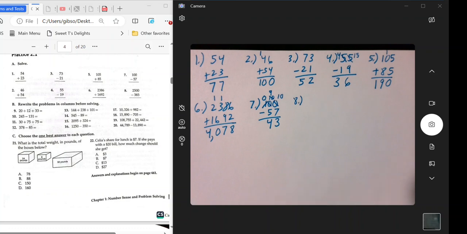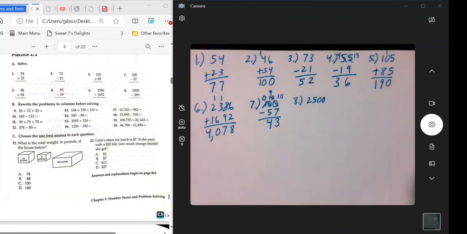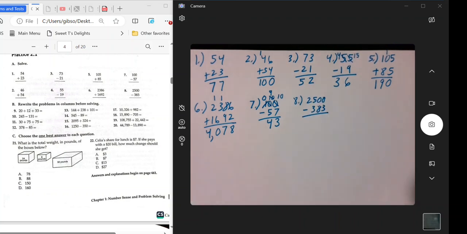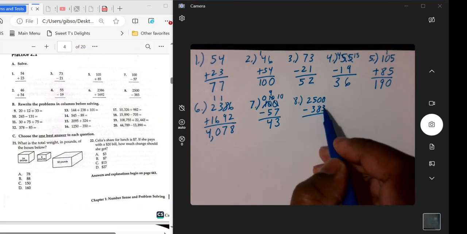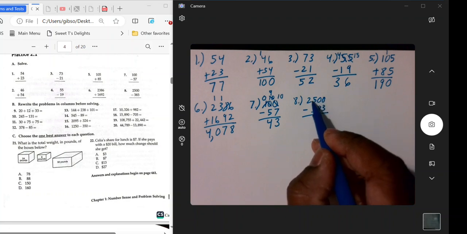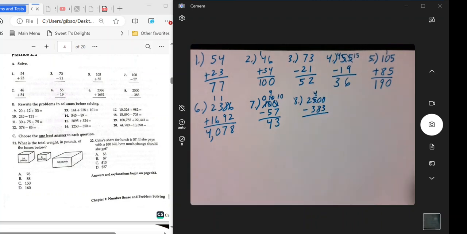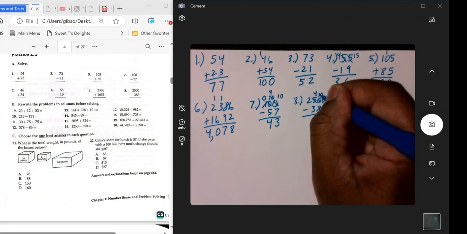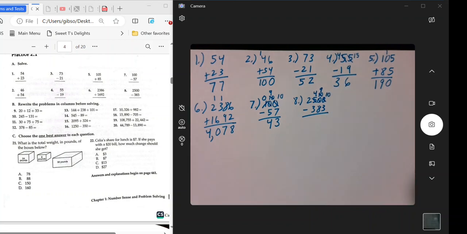Now we come to problem number 8. We have 2,500. And then we will subtract 383. Now again, we run into the same situation. We cannot subtract 3 from 0, but we can't borrow from the tens place, so we have to go here to the hundreds place. So we'll borrow 1, which would make that 4. This 0 would become 10, but we have to borrow 1 from that. And so that becomes 9, and this last 0 becomes 10.